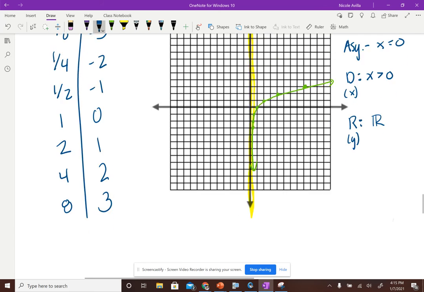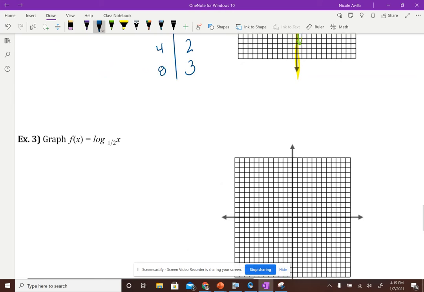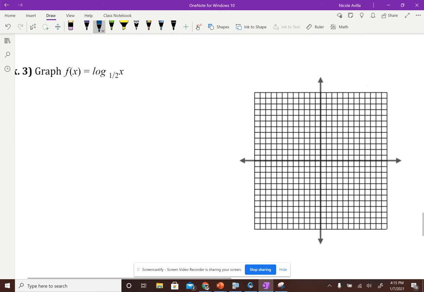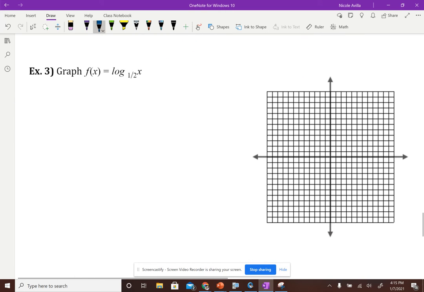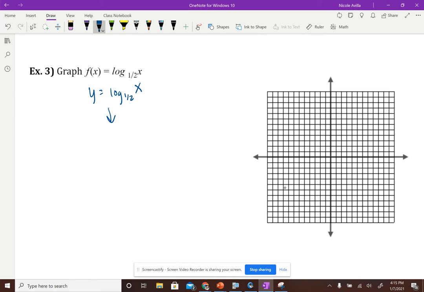All right, let's look at one more. I'm going to zoom back out so we can see everything. So in this case we have the graph f of x equals log base 1/2 of x. All right, so in this case, I'm going to do a similar thing. I want to rewrite it as y equals, just so it's a little bit more comfortable of a form. And then I'm going to write that in my other form, which is 1/2 to the y equals x.